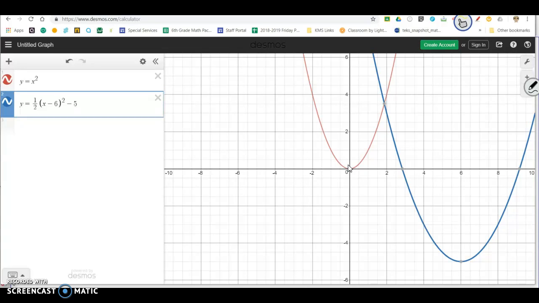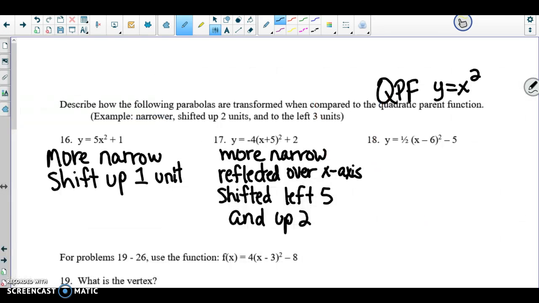Well, 1/2 should have told me, oh, it's going to be wider, and it is. And my vertex is way down here at 6, -5, which my h, k would have told me that it's at 6, -5. So I went to the right 6 and down 5 when I shifted. I didn't reflect it, but it is wider. So it is wider because of that 1/2.